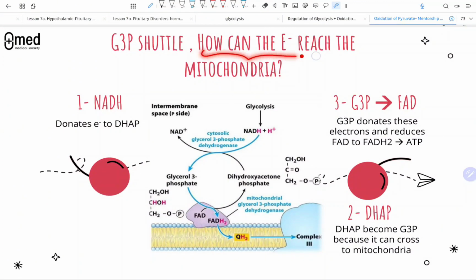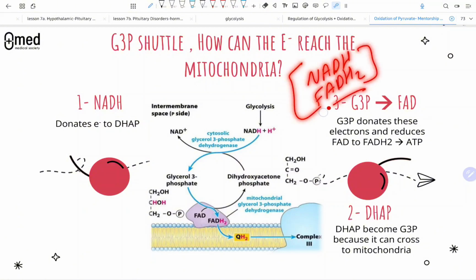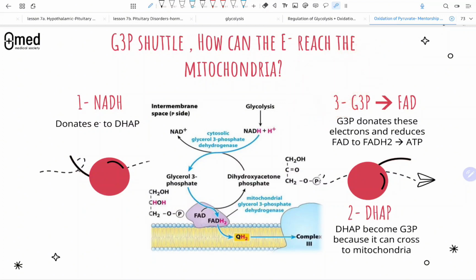Now, how can the electrons reach the mitochondria? As I said before, in glycolysis and in the citric acid cycle, we have NADH and FADH2 that are holding these electrons that are formed from these reactions. But how do these electrons actually reach the mitochondria? Well, the answer is this shuttle or the other shuttle that I'm going to talk about in a second.